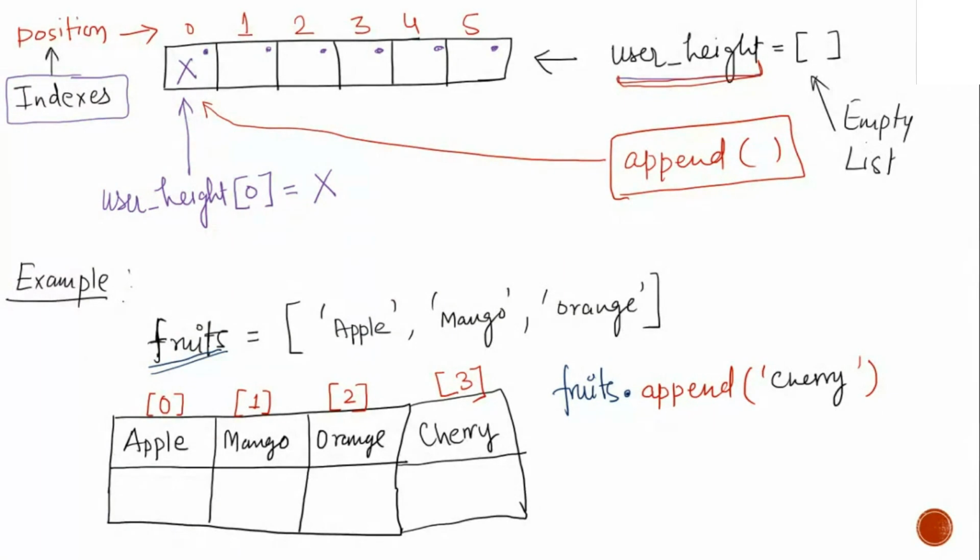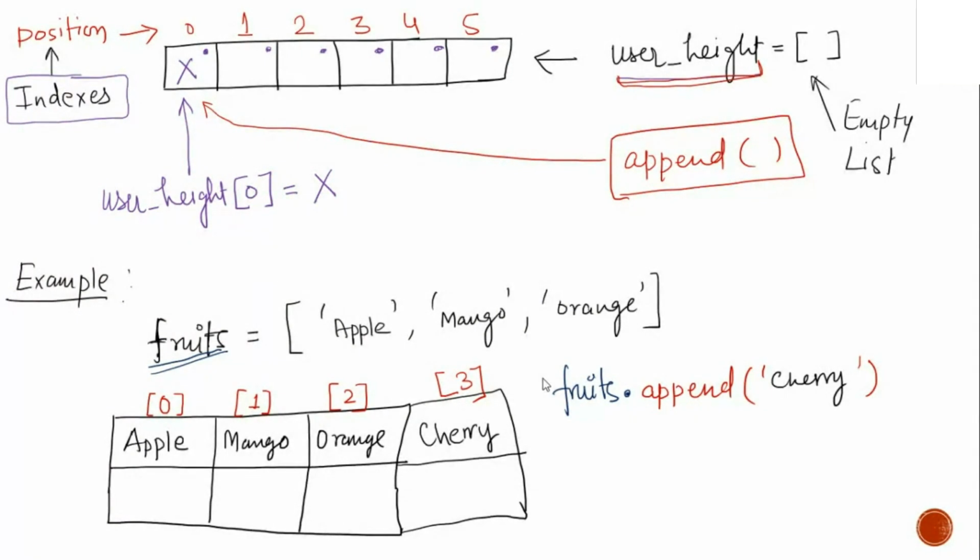If you want to insert at a particular position, then you can use an insert function. And if you want to insert the cherry between apple and mango, you can just provide the position at which you want to insert this cherry. So this was the first thing.